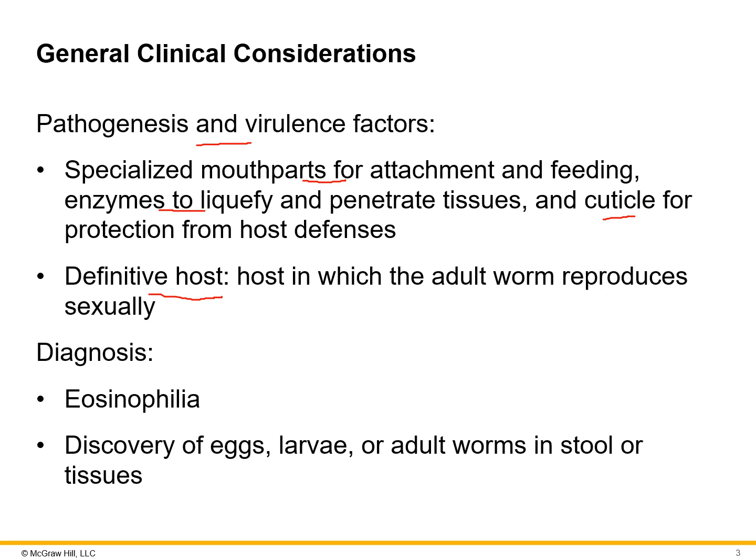Definitive host is the host in which the adult worm reproduces sexually. So there'll be intermediate hosts, which are just hanging out, waiting to get to that definitive host. But whenever reproduction can occur, that's the organism called the definitive host. Again, diagnosis is looking for that increased number of eosinophils, as well as the identification of any of the eggs, larvae, or worms.